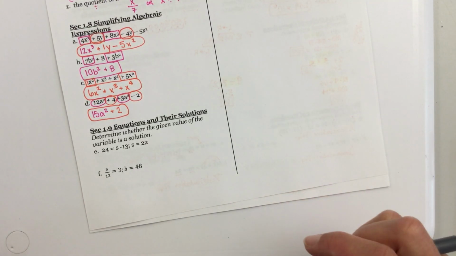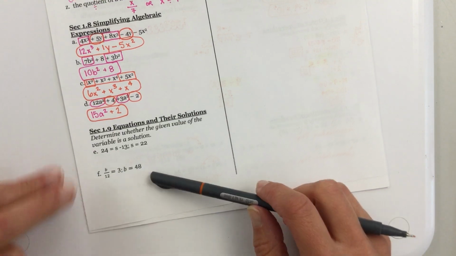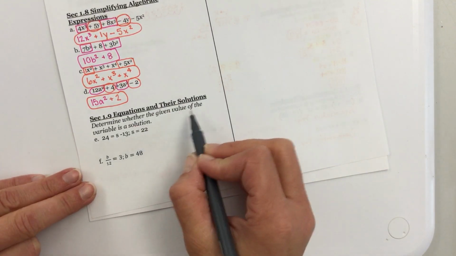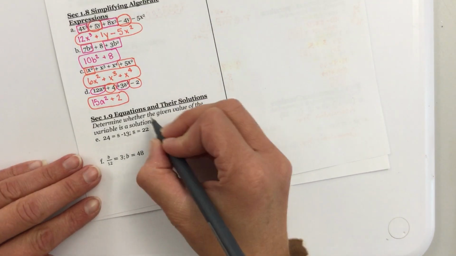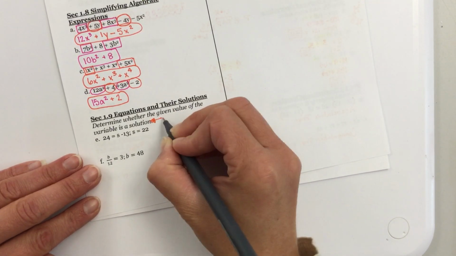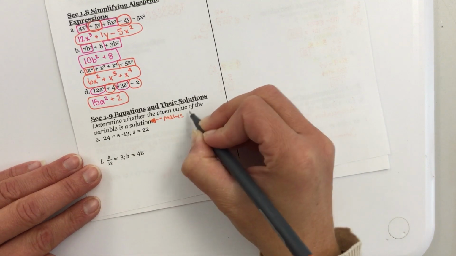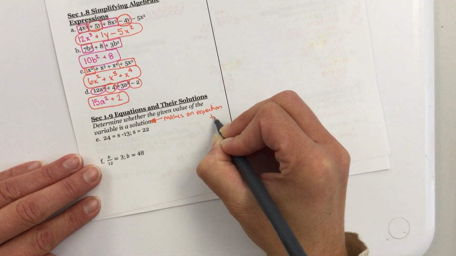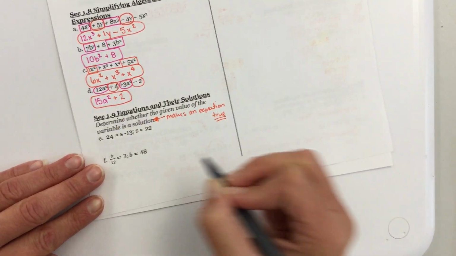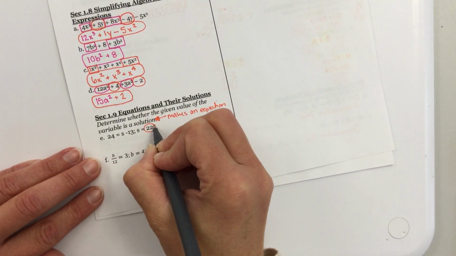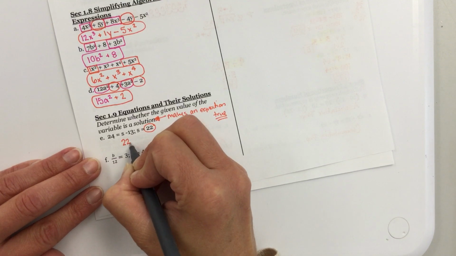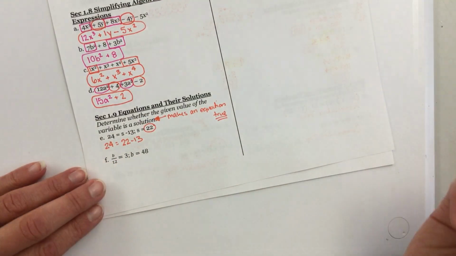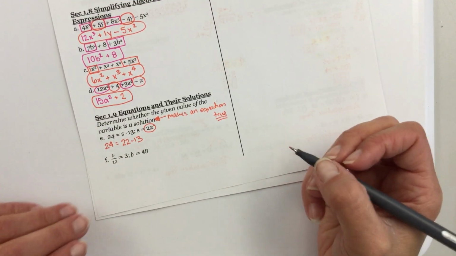So section 9 talked about determining whether the given value of the variable is a solution. Remember, a solution makes an equation true. So they want you to put this value in for s, 22, and answer the question: does 22 minus 13 give you 24? No.